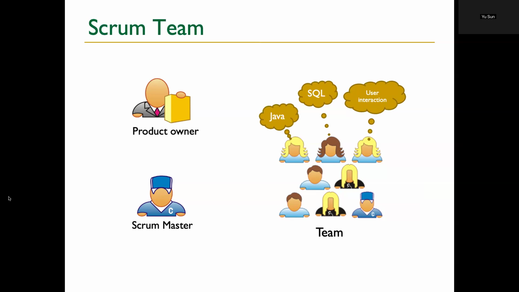Could be a development manager, sometimes split. Sometimes the Scrum Master comes from one of the team members. It's engineers, and the people take turns to be the Scrum Master. So that's a very typical setup.